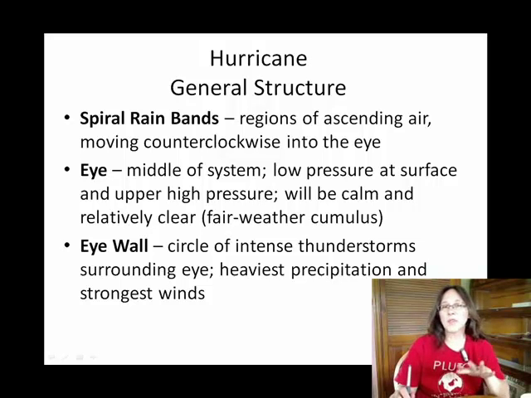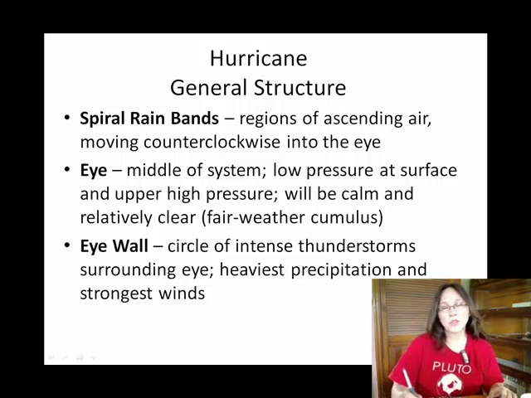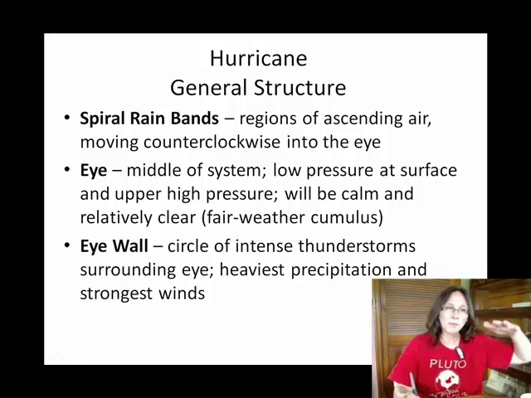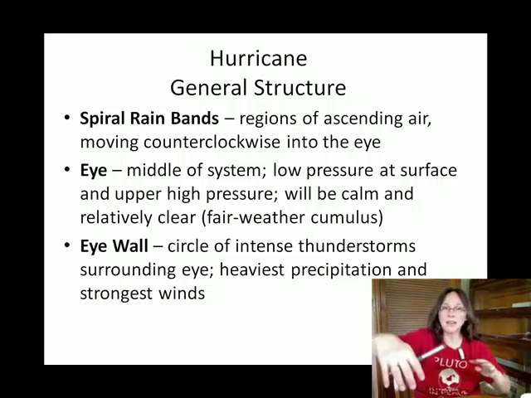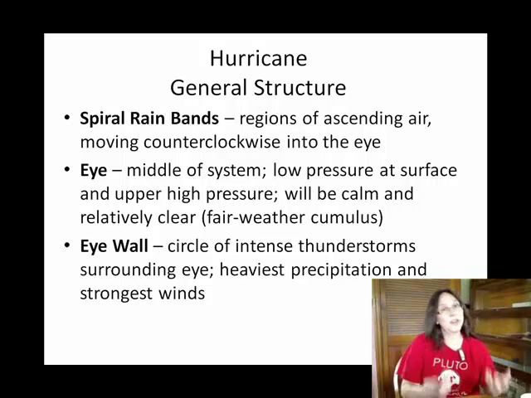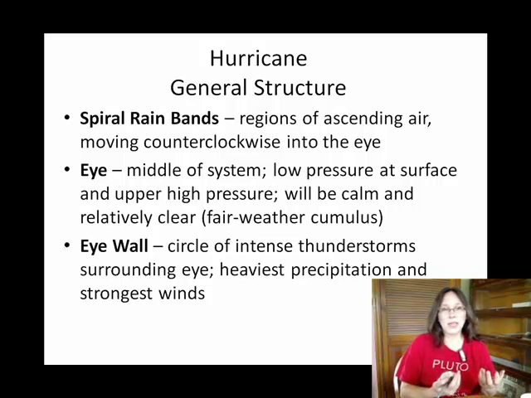So I'm just going to give you the highlights, the anatomy of what we call a hurricane, but really a tropical cyclone would be the more generic name. From satellite images, we can actually see those clouds. Underneath those clouds, there's a fair bit of precipitation, and that's one of the deadly parts of a hurricane. We call them spiral rain bands.